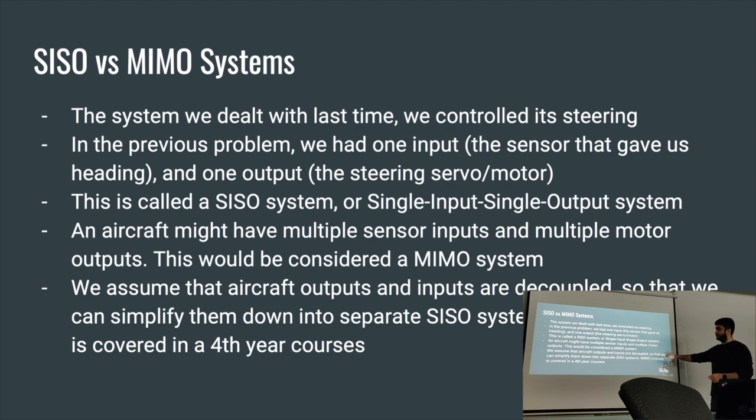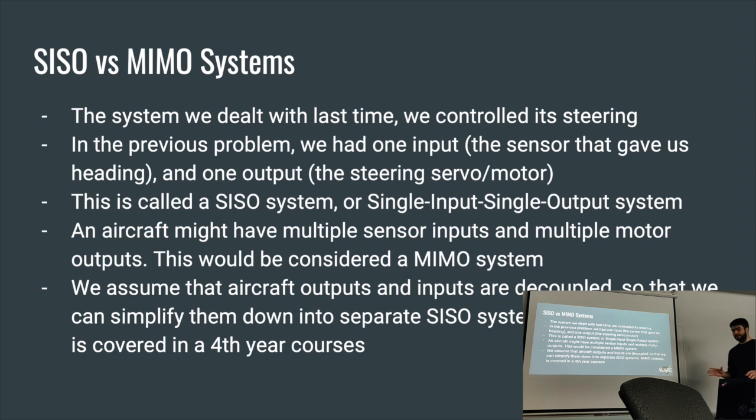To start, I'm just going to do a very brief overview of what SISO and MIMO mean. These are also control terms. The system we dealt with last time had a single steering input and a single steering output. So we had the sensor that gave us the heading and the servo that controlled the heading, essentially, right? This is called a SISO system, or a single input, single output system. An aircraft, however, might have multiple sensor inputs and multiple motor outputs, right? In a quadcopter, you have four motors. In a plane, you have the ailerons, elevators, rudders, and the actual motor that gives you the throttle. So this would technically be considered a MIMO system, a multiple input and multiple output system.